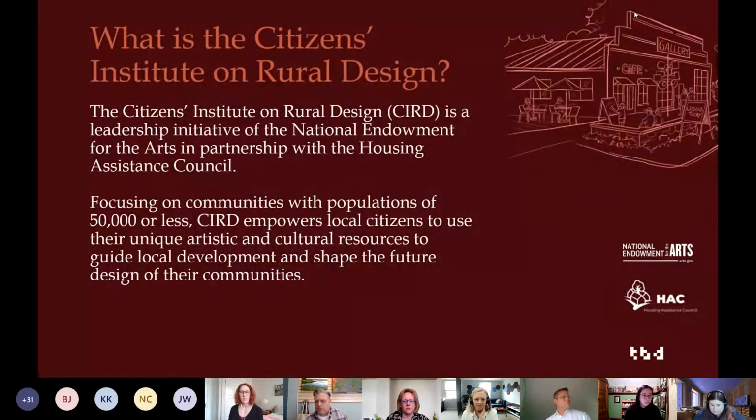The Citizens Institute on Rural Design is a leadership initiative of the National Endowment for the Arts in partnership with the Housing Assistance Council. Focusing on communities with populations of 50,000 or less, CIRD's goal is to enhance the quality of life and economic vitality of rural America through planning, design, and creative placemaking.